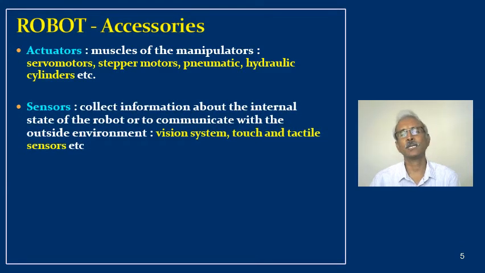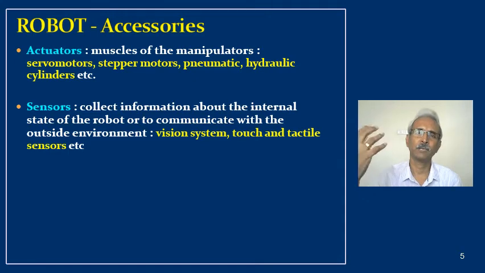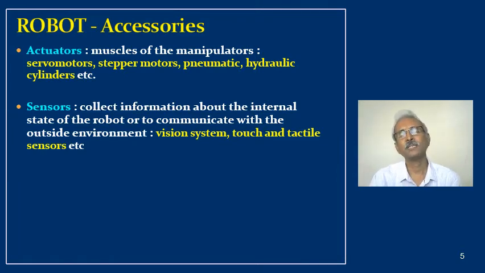So next is sensors. Of course, when you compare it with a human, things are being done automatically. As I keep moving my arm, the eye is the vision system here. It automatically senses the movements, and the brain knows whether I have reached my target or not, and it gives additional signals or commands. Whereas in case of a robot, sensors are very important because they collect information about the internal state of the robot or to communicate with the outside environment. So we have a vision system, a touch sensor, and a tactile sensor.